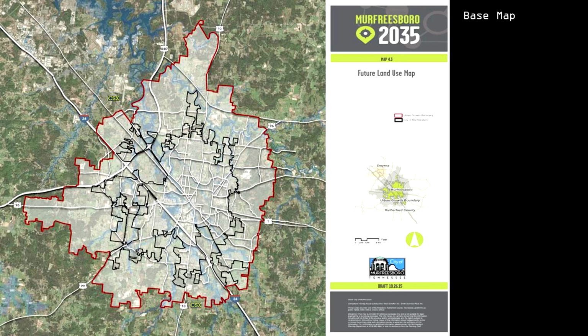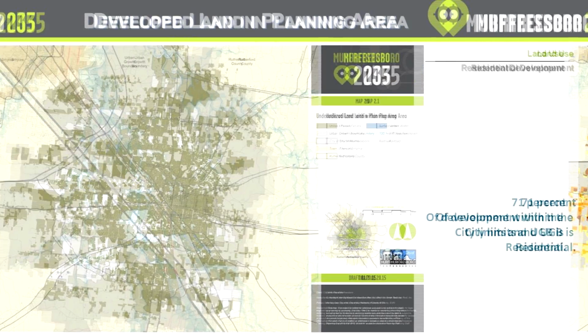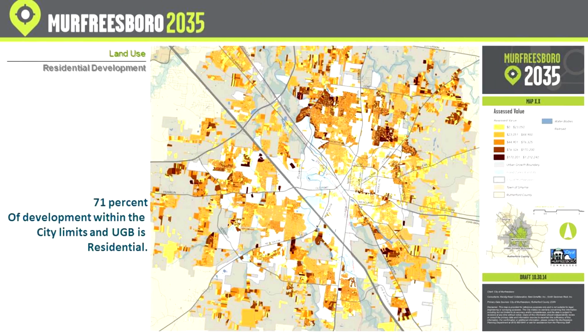So just to begin with the outline of the planning area, this shows, of course, the city limits and the urban growth boundary. This is a map that we produced for Chapter 2. As I'm sure you remember, it shows all of the developed land within the planning area. About 42% of the planning area is developed, and that equates to about 48,934 acres. 2/3 of your development is residential of varying densities. 1/3 is non-residential, principally along your major transportation corridors.